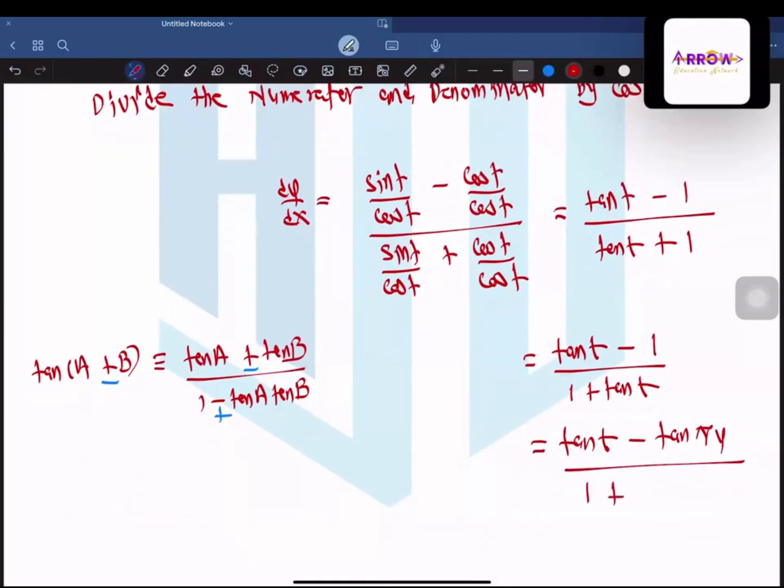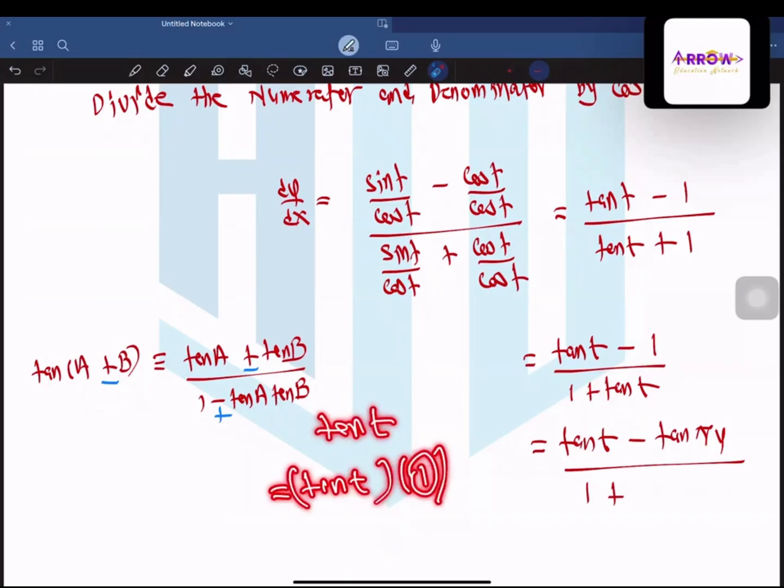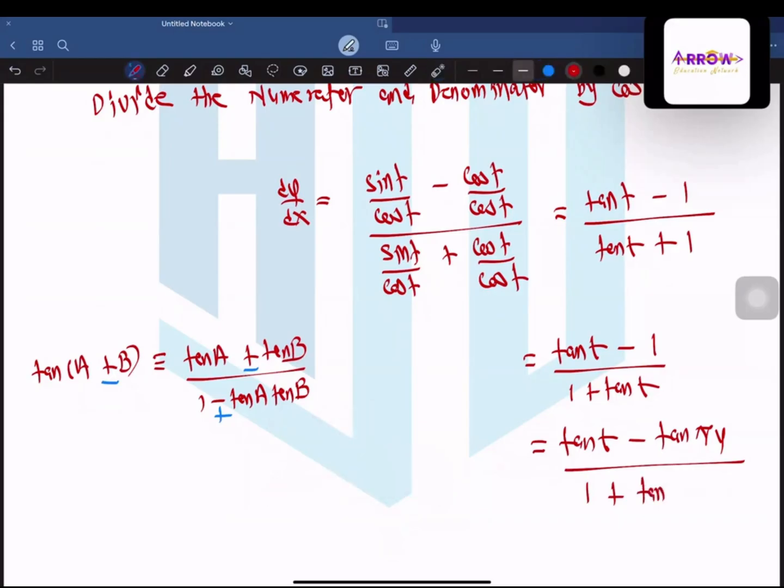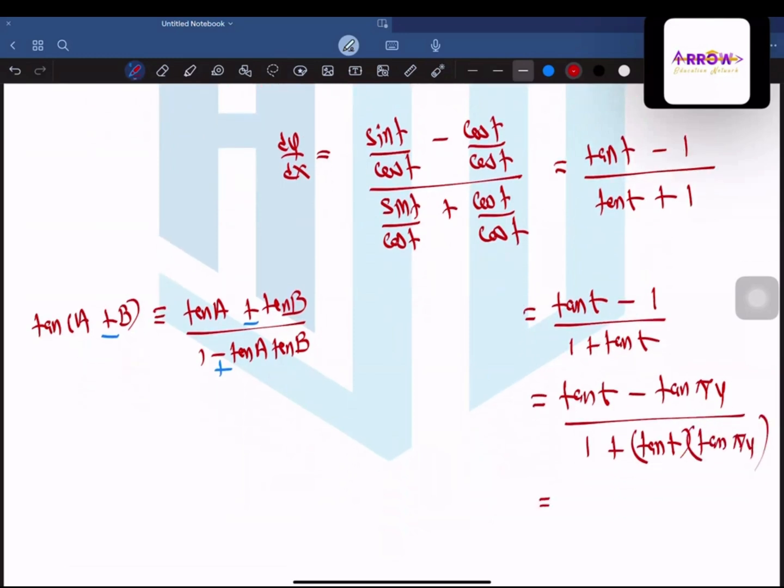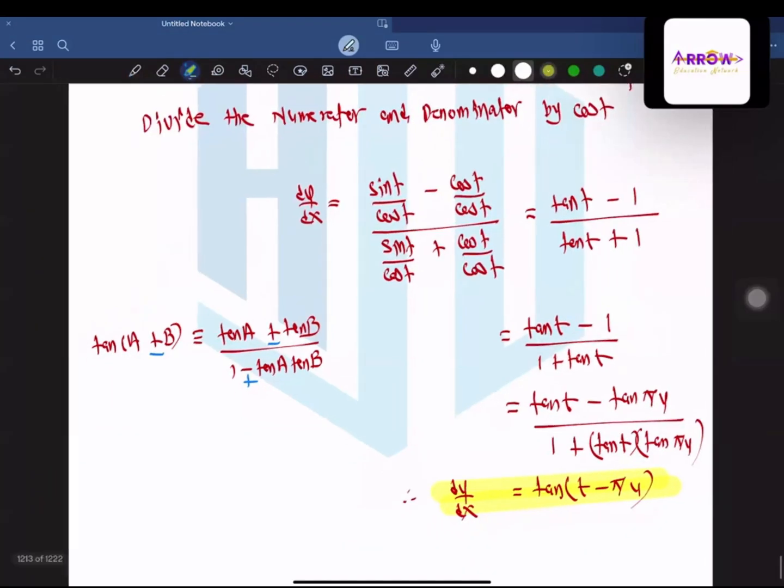However, what I can do is, since this term tan t is over here, tan t is exactly the same thing as saying tan t multiplied by 1. And now in place of this 1, I can write tan pi over 4. So I'm going to write it like this: 1 plus tan t times tan pi over 4. And now you can say that this is exactly the form of tan of t minus pi over 4. Okay, and in this way you have shown your dy over dx function. As simple as that. You just need to make a comparison.